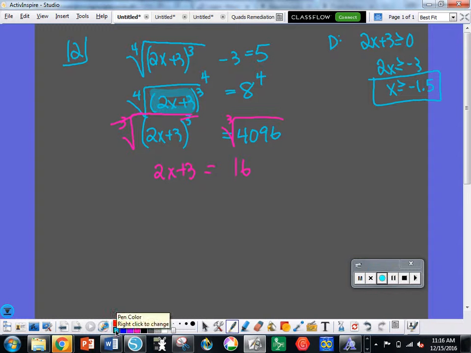Now we solve it like normal. We subtract the 3, so 2x equals 13. So x equals 6.5. Does that fit the domain we said at the beginning? Yes, so that is our solution.